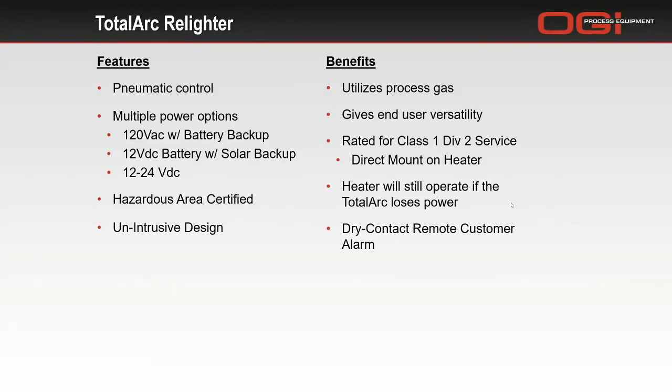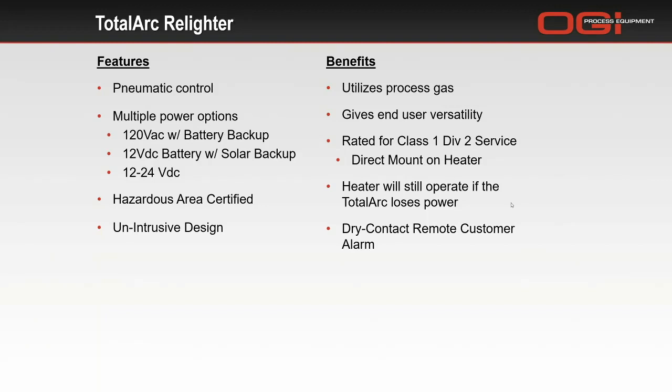Additionally, the TotalArc is UL listed for a Class 1 Div 2 under UL. And the most important thing, it's an unintrusive design. That means that if for any reason your heater goes down, if for any reason your TotalArc goes down, either from a discharged battery or a failure of a component, then you can still get your heater to run under a manual light off condition. The TotalArc will not interrupt the operation of your heater, even if the TotalArc is completely turned off.